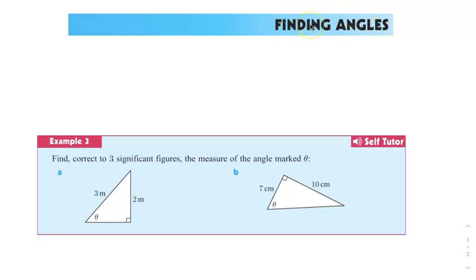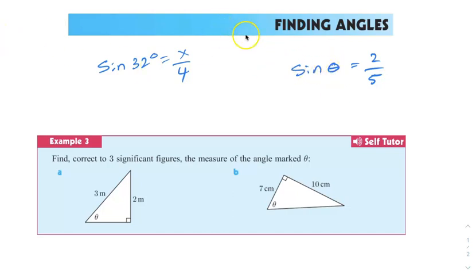Finding angles. So this one we're kind of going backwards. The last time we had equations like this, where we had to solve for the side. And in this lesson we're going to go backwards. We're going to have equations like this, where we have to solve for the angle.